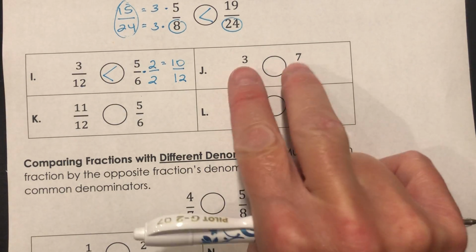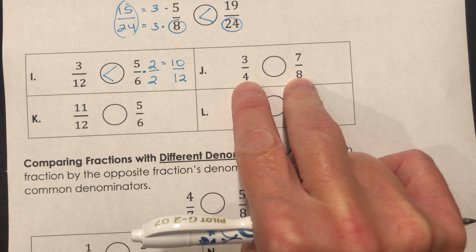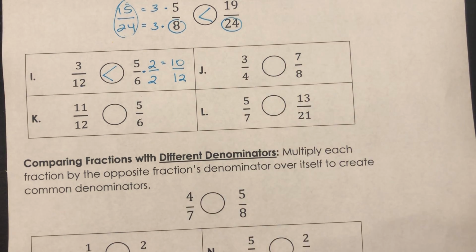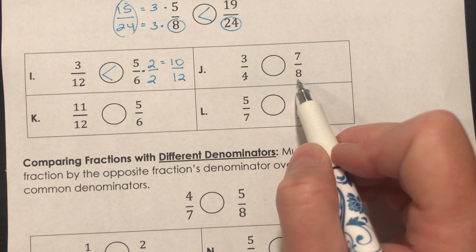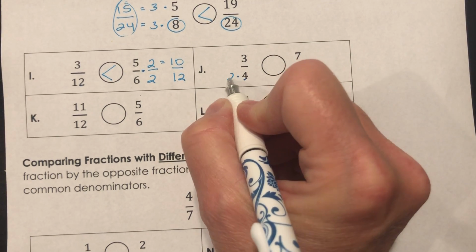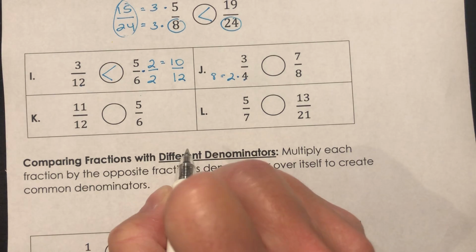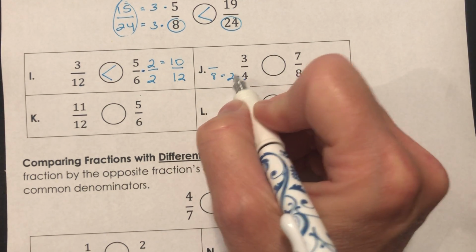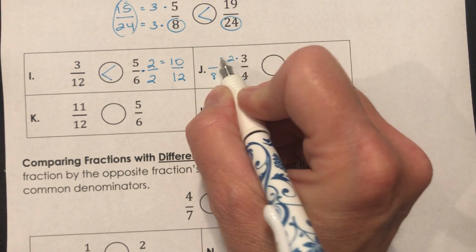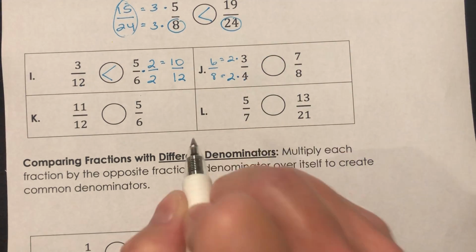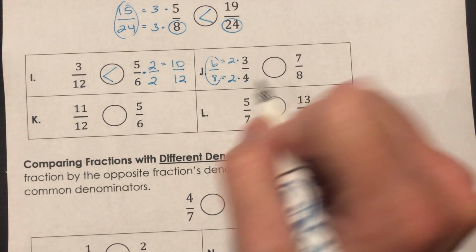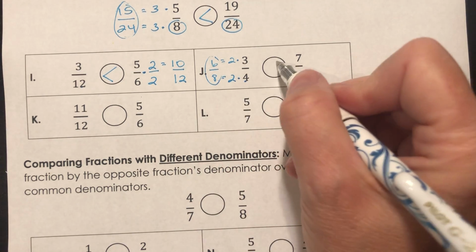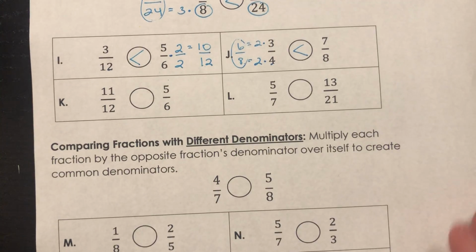All right, letter J, my denominators do not match. My numerators do not match. Is 4, the lower, a factor of 8, the higher? Yes, I can multiply 4 by 2 to get 8. And if I multiply 4 by 2, I need to do the same thing to my numerator. 3 times 2 is 6. So I'm really comparing 6/8 and 7/8. Now my denominators match. I can see 7 is greater.